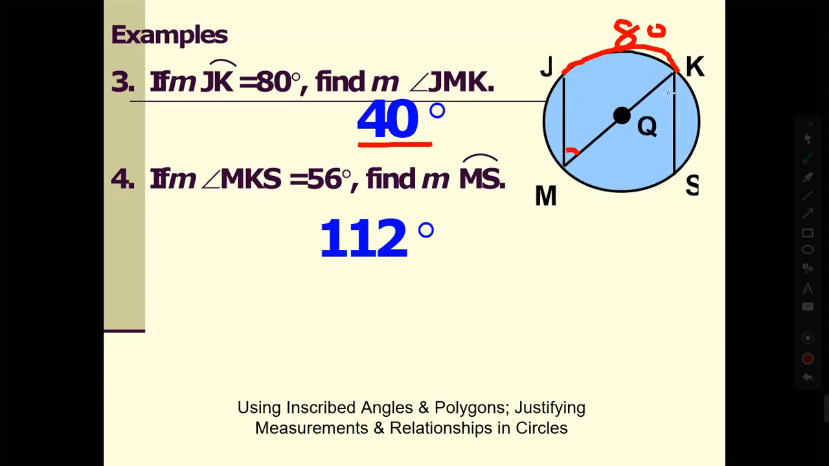Similar thing: angle MKS is 56 degrees. So this is an inverse question. The inscribed angle is 56 degrees. It's an inscribed angle because the vertex K is exactly on the circle. So it will be half of its intercepted arc. So 56 times 2 equals 112. So the arc is 112 degrees.